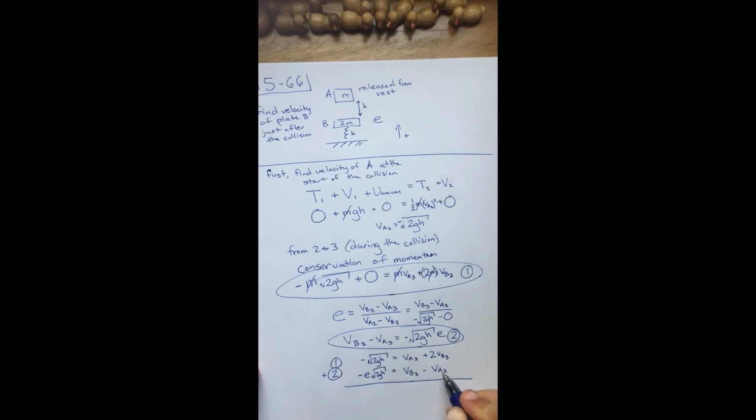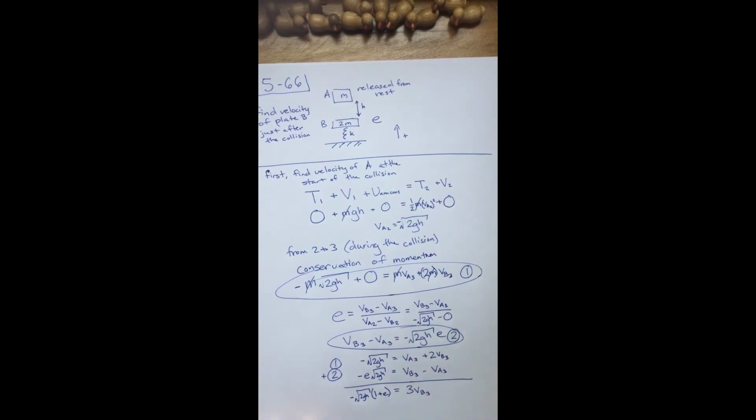VA3 minus VA3 gives us 0. VB3 plus 2VB3 gives us 3VB3. And over here, we have a negative square root of 2gh times 1 plus e. So we have VB3 is equal to negative square root of 2gh times 1 plus e, over 3.